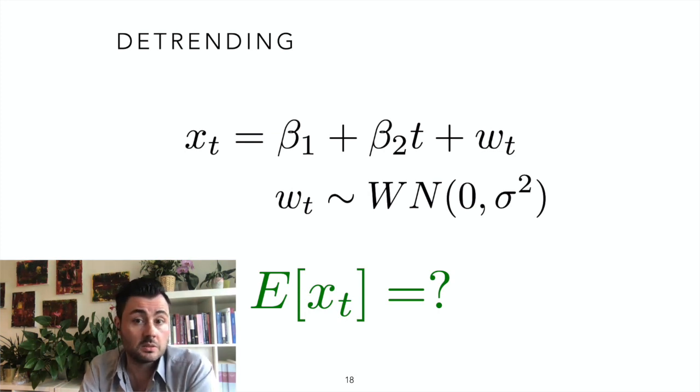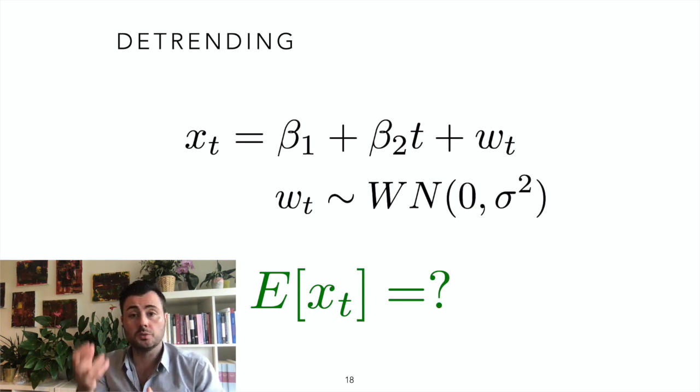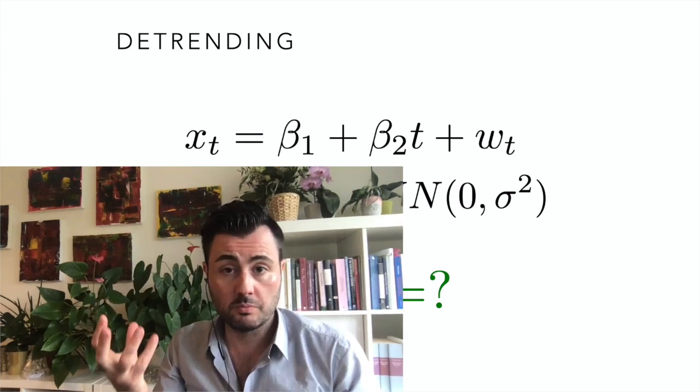But it is immediate to observe that a very simple linear trend like the one that we are considering here immediately makes the expectation of x_t depend on t via the beta 2 times t term. And this is something that we don't want because it violates our requirement of weak stationarity, and then also of strong stationarity.